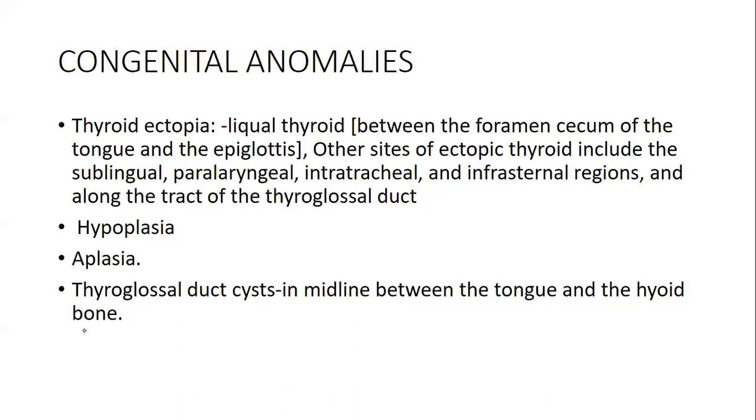Now, you can also have thyroid hypoplasia, or underdevelopment of the thyroid gland itself, which can also be present from birth. It can also actually fail to form, so you can have agenesis or aplasia of the thyroid. But the other common congenital anomalies, we talk about the thyroglossal duct cysts, which develop between the tongue and the hyoid bone in the midline, actually.